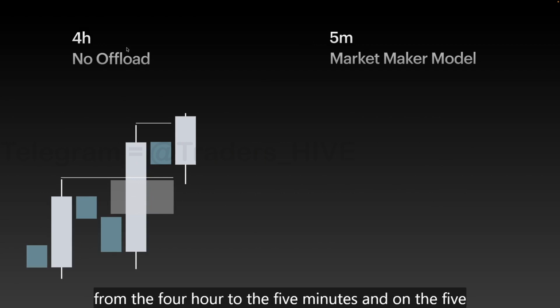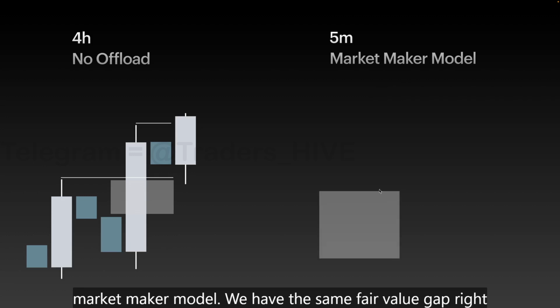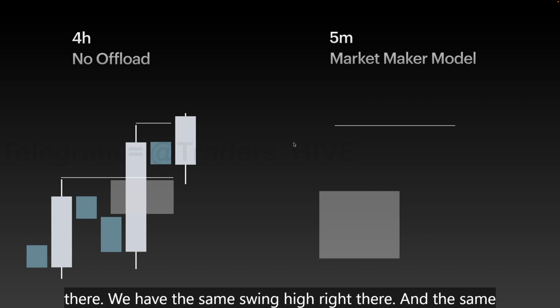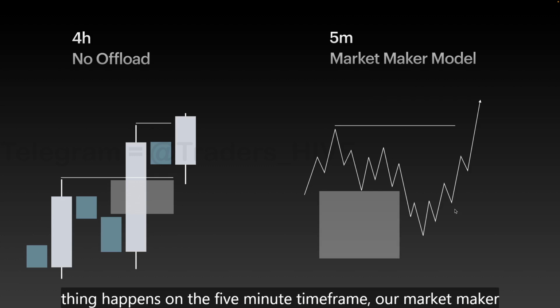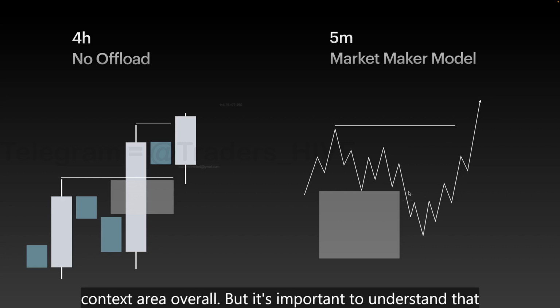So from the 4 hour to the 5-minute, and on the 5-minute, it just simply repeats because now we get again a market maker model. We have the same fair value gap right there. We have the same swing high right there, and the same thing happens on the 5-minute time frame. Our market maker model to target that context target and trade within that context area overall.